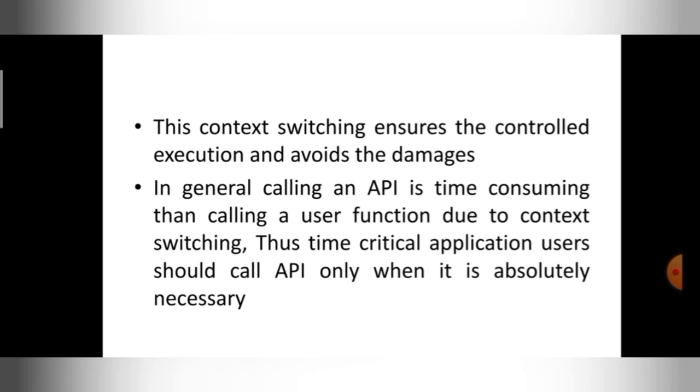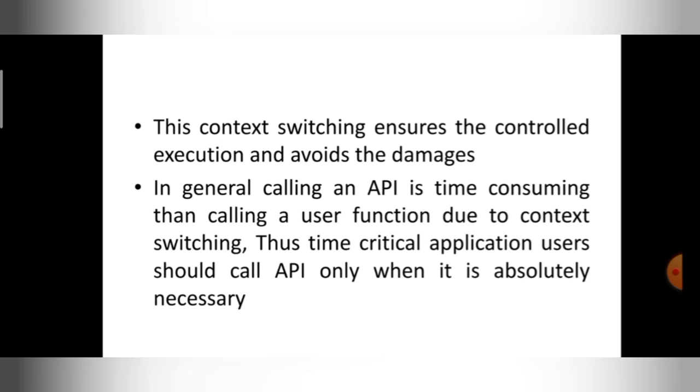So why do we have to do this context switching? Why do we have to jump like this from user mode to kernel mode, again from kernel mode to user mode? This context switching ensures controlled execution and avoids damages. As I told you, it avoids the damages. As a user, if the API executes in kernel mode, I can't change things again, right? So it will safeguard my system. Getting, guys?